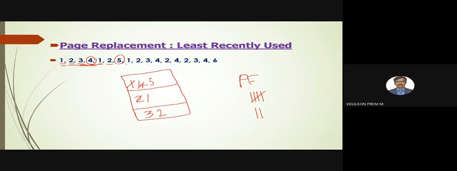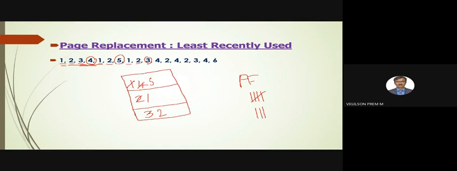Next, consider 1, which is already available in main memory. So no page fault. Consider 2, already available in main memory. So no page fault. Now consider 3, not available in main memory. So a page fault will occur.